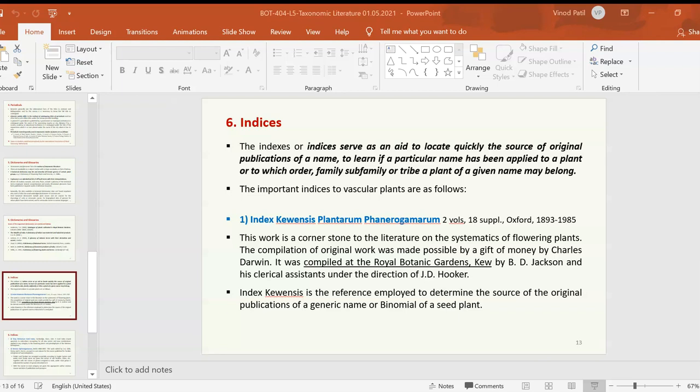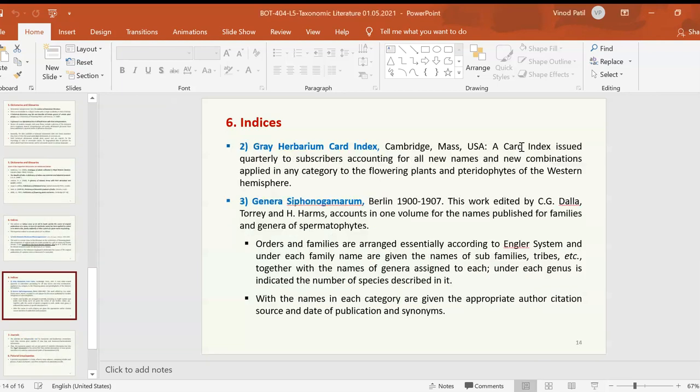Index Kewensis Plantarum Phanerogamarum was compiled by Jackson under the direction of Hooker, from the money which was given by Darwin to the Royal Society. So Index Kewensis is the reference employed to determine the source of the original publication of a generic name or binomial of a seed plant. What has been included in the Index Kewensis is the generic name or the binomial of seed plants when they were published.